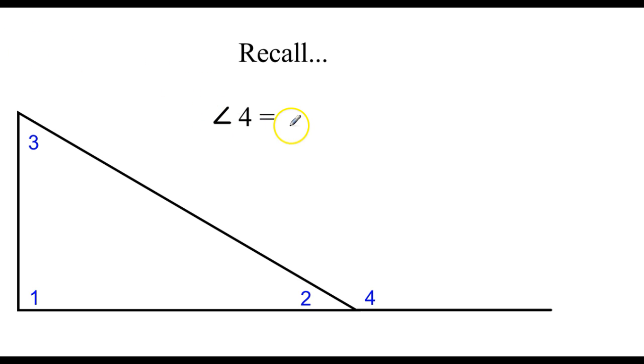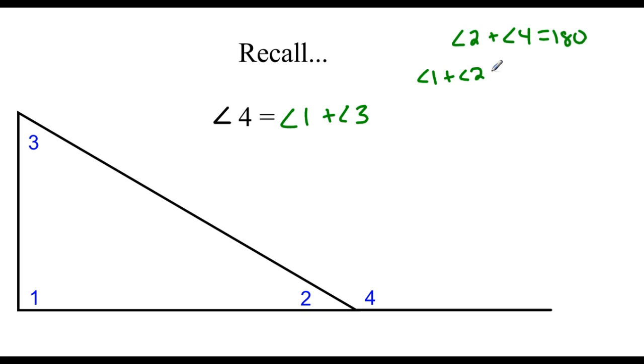Now, for a little bit of recall, we talked about remote interior angles a couple chapters ago. And we said that angle 4 is equal to the sum of, in this case, angle 1 plus angle 3. And we proved that in the last chapter by saying, hey, angle 2 plus angle 4 equals what? Well, it equals 180 because they're a linear pair. And then you know angle 1 plus angle 2 plus angle 3.